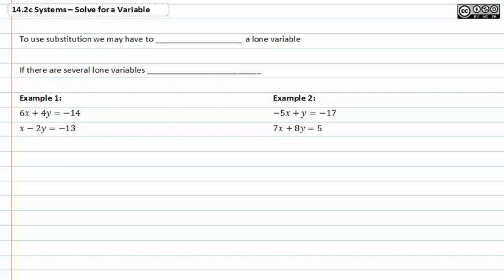Occasionally when we have two equations, or systems of equations, we need to solve for a variable. To use substitution, we may have to isolate a lone variable. If there are several lone variables, you'll need to pick one to isolate.